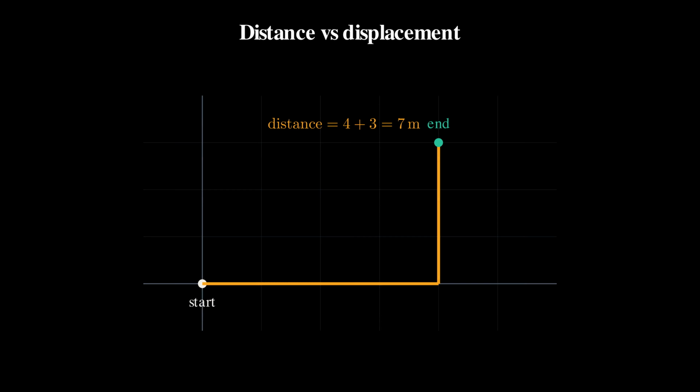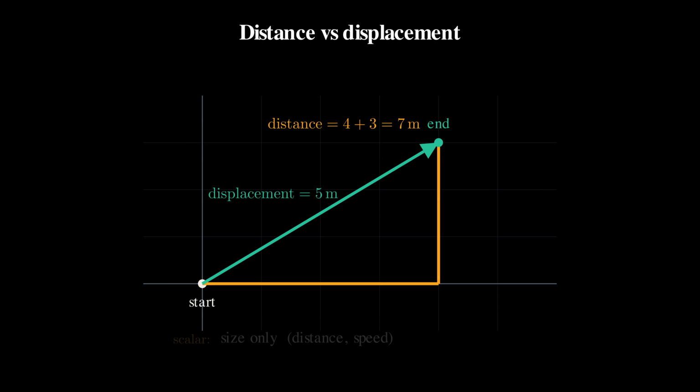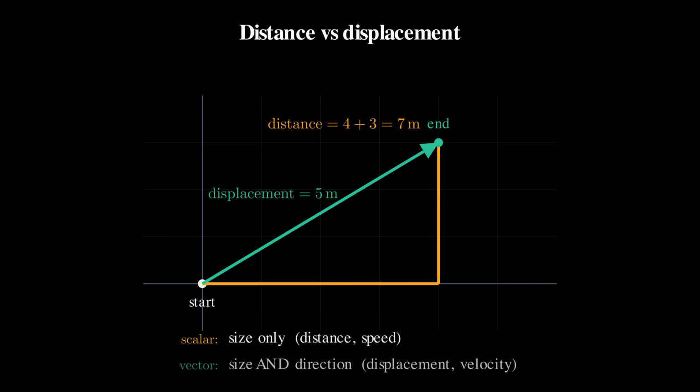But your displacement is different. It's the straight arrow from start to finish. 5 meters northeast. It carries a direction. That's a vector. Distance and speed are scalars, sizes only. Displacement, velocity, and acceleration are vectors. They have a direction. And in physics, that direction earns you or costs you marks. Hold that distinction. It runs through everything that follows.